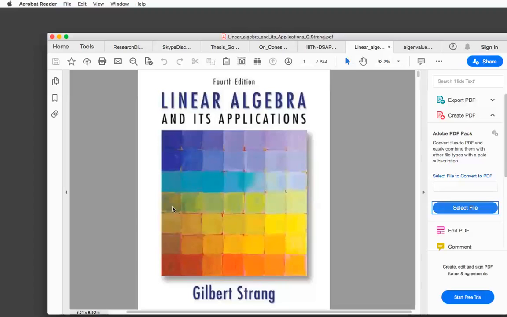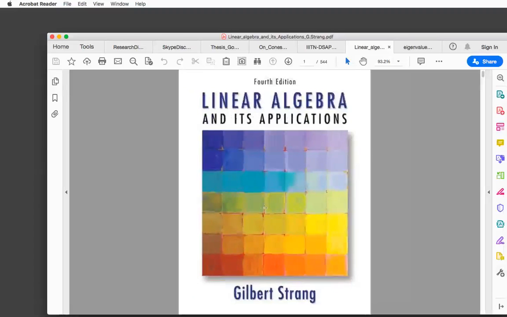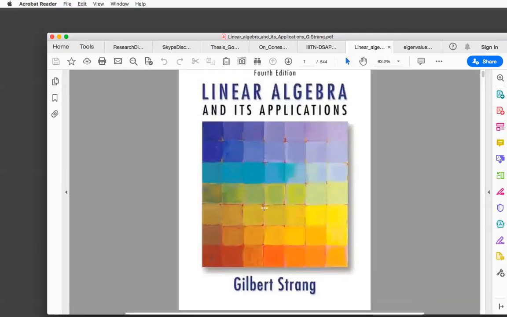Please recommend a good basic text for linear algebra. Okay, so I would say Gilbert Strang. Let me give you the name. I would say this is a very good book, Linear Algebra and Its Applications by Gilbert Strang. Okay, anything else?